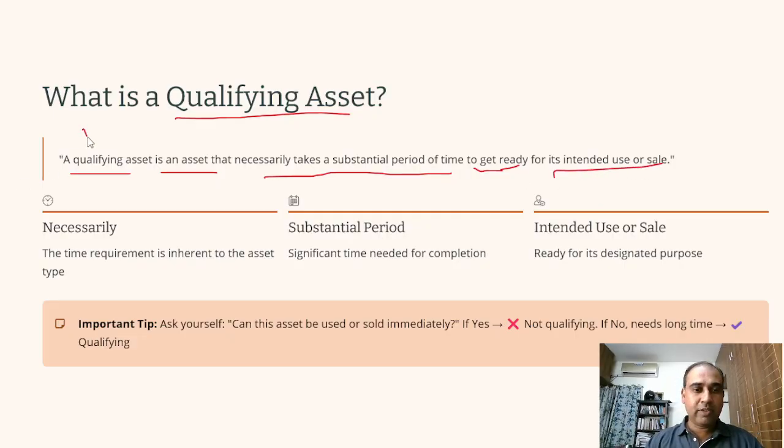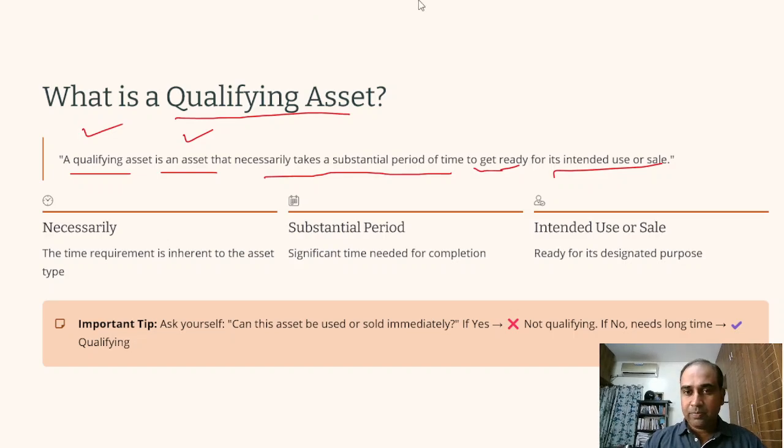First of all, what is a qualifying asset? A qualifying asset is an asset that necessarily takes a substantial period of time to get ready. That means something which is already ready will not form part of a qualifying asset, right? For example, if I am going to purchase furniture today, that furniture is readily available. If I buy the furniture on an EMI option, the interest that I pay on that furniture cannot be capitalized because it does not take a substantial period of time to get ready for its intended use.